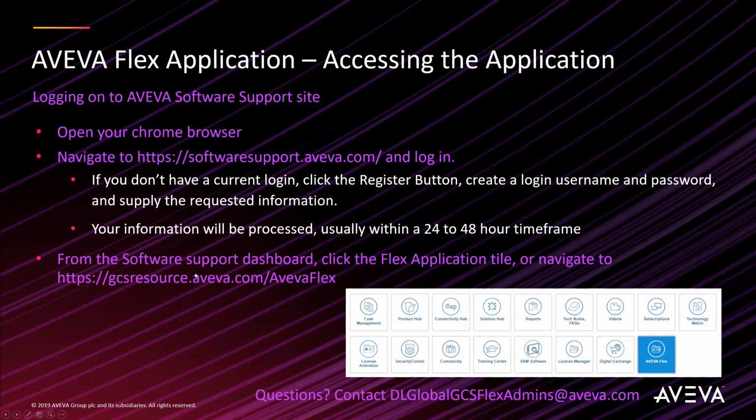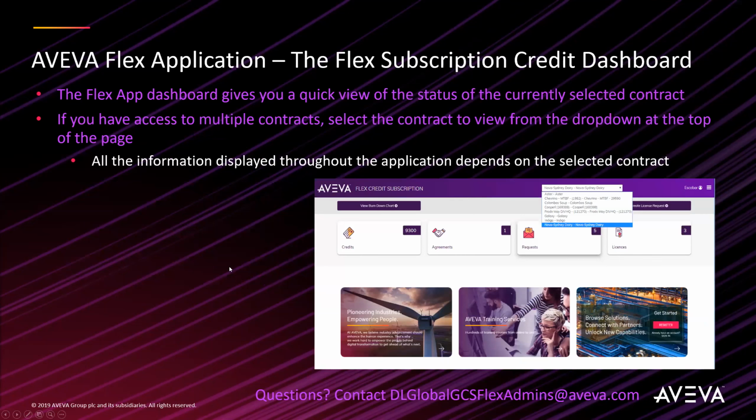Once you are on the software support website, you should see the Aviva Flex tile. It's not associated with a customer portal, so it's in the regular set of tiles. So you basically just click that. We have a Flex application dashboard that gives you a quick view of the different statuses of the different items. For instance, we have credits, agreements, requests and licenses lists, and access to creating a request and viewing a burn down chart. You start out by selecting which contract you want to work with.